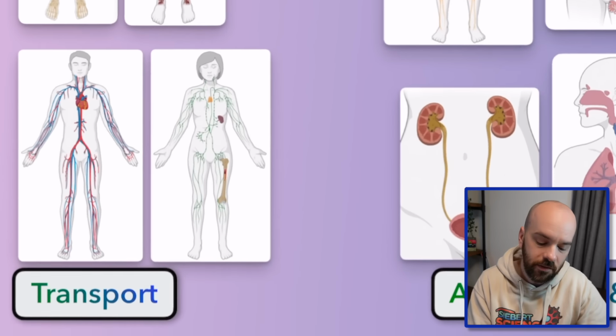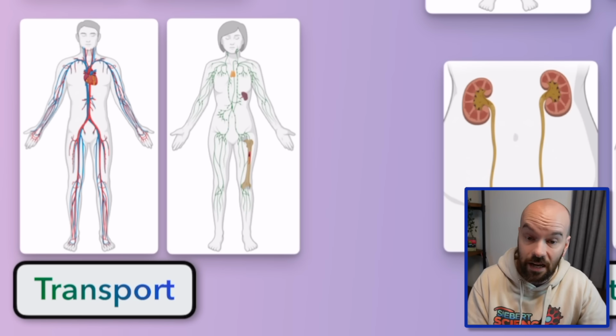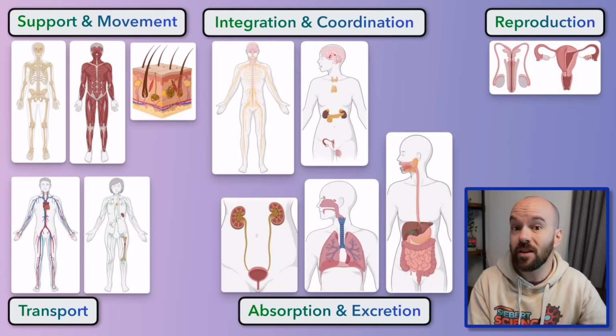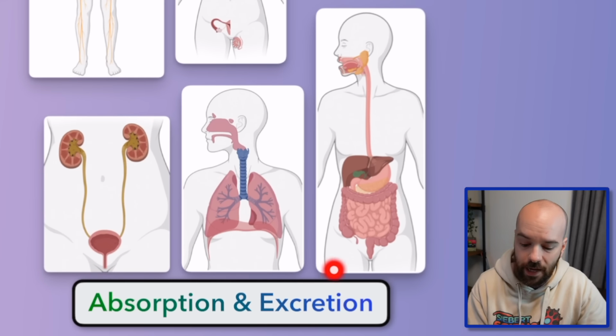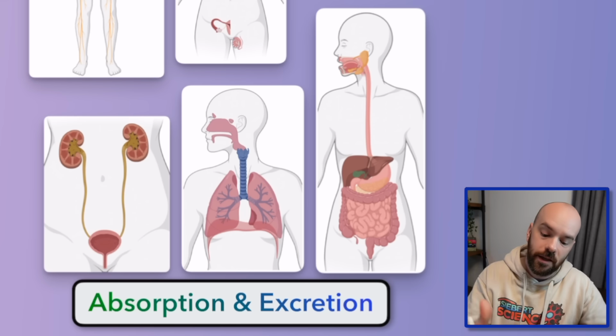Then we'll look at two systems involved with transport, so moving substances around inside of the body. So that's going to be your cardiovascular system throughout your bloodstream, as well as the lymphatic system. That also includes the immune system in it as well. But those are going to be transporting water and other substances throughout the body. And then finally, we'll look at absorption and excretion. So this is going to be bringing things into the body and then removing things out of the body.